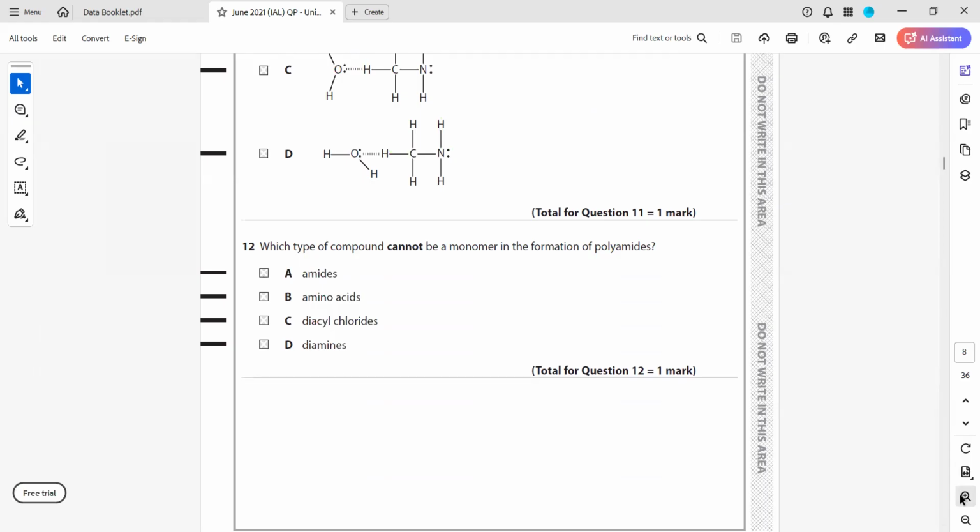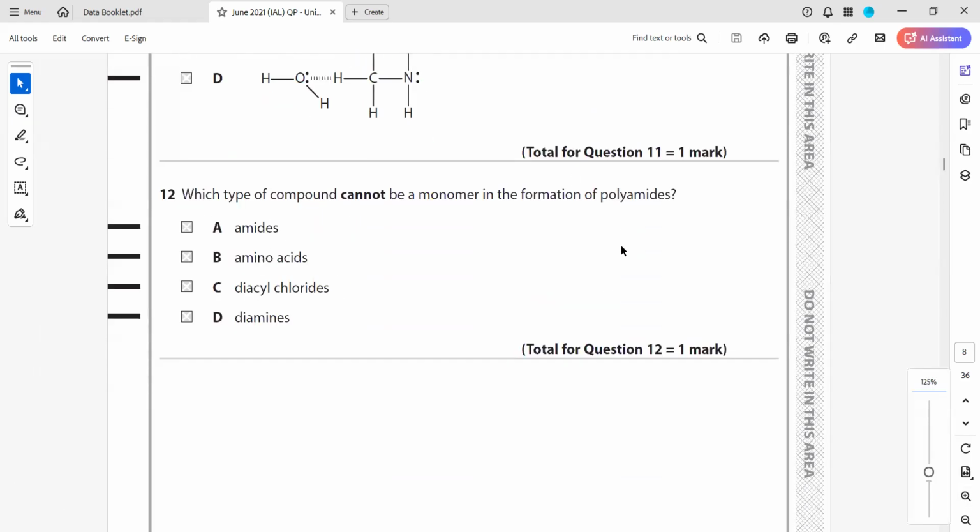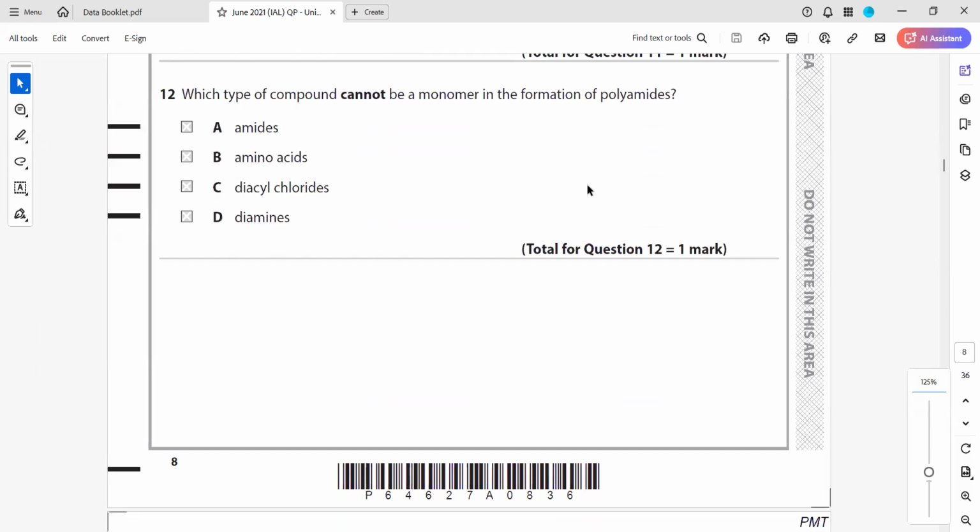In question 12, which type of compound cannot be a monomer in polyamide? Amide linkages are there. Polyamides means many amide groups are together. We call them a polyamide. But if we already have an amide, it cannot form polyamides. That's why A is the right answer.